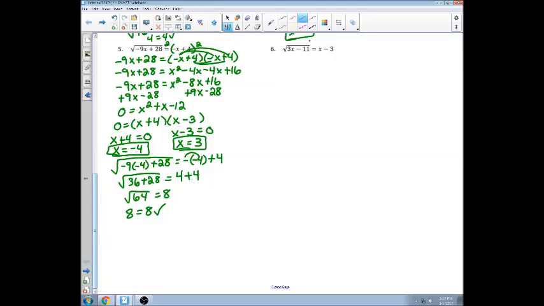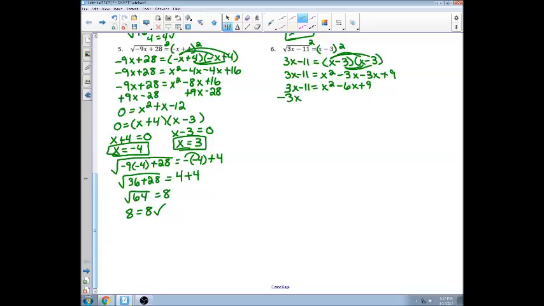I already had the radical by itself, so I'm going to square both sides. That gets me 3x minus 11 equals x minus 3 times x minus 3. 3x minus 11 is equal to x times x, which is x squared. x times negative 3 is negative 3x. Negative 3 times x is negative 3x. Negative 3 times negative 3 is positive 9. At this point, I need to combine like terms. So 3x minus 11 equals x squared minus 6x plus 9.